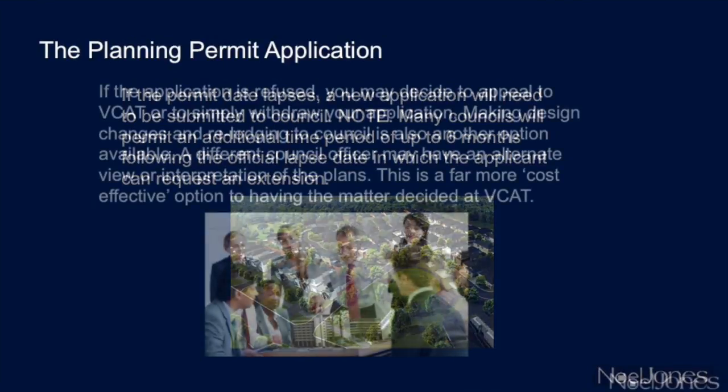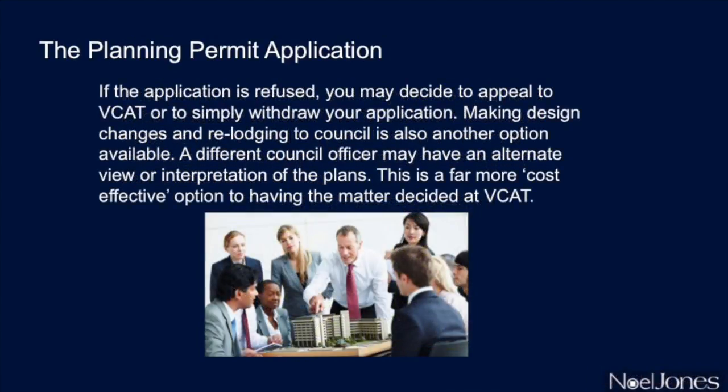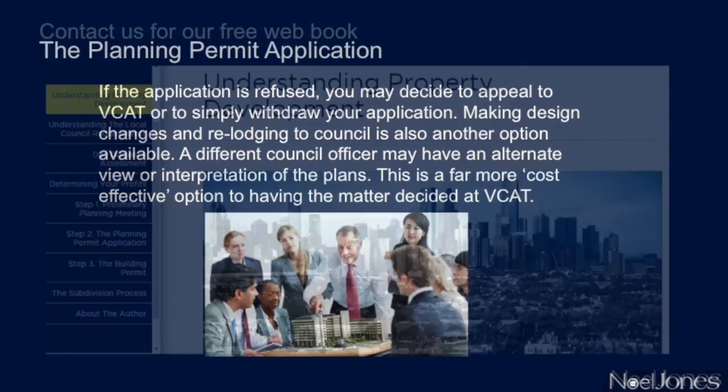If the application is refused, you may decide to appeal the decision to VCAT or simply withdraw your application. Making design changes and relodging to council is also another option. A different council officer may have an alternative view or interpretation of the plans. This is a far more cost-effective option than having the matter decided at VCAT.